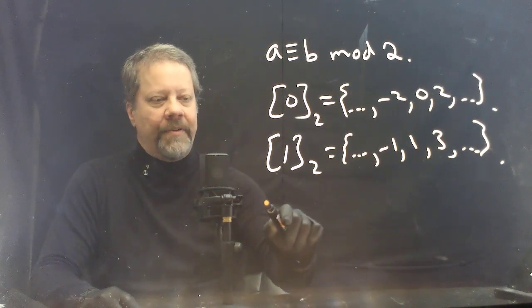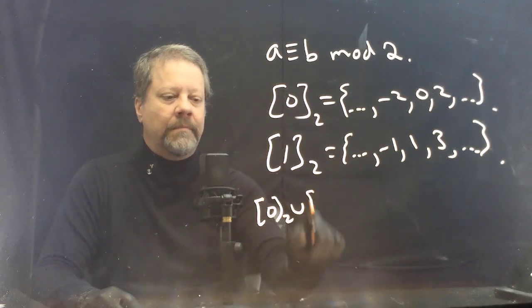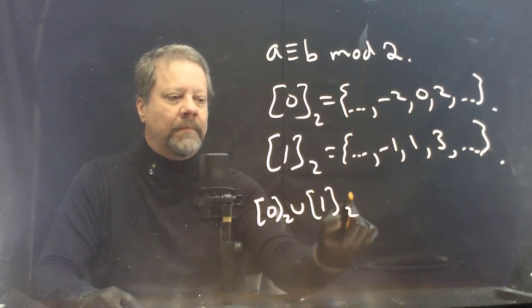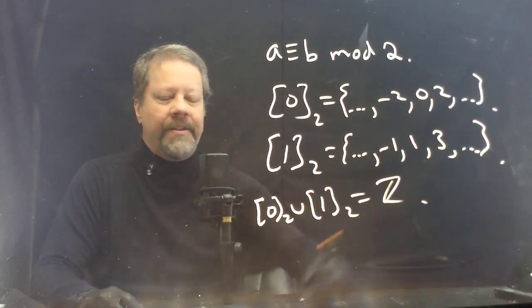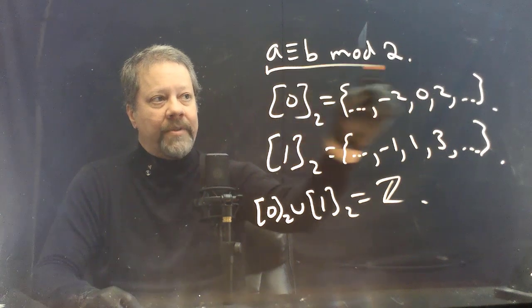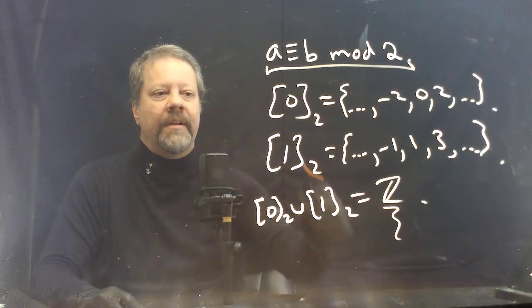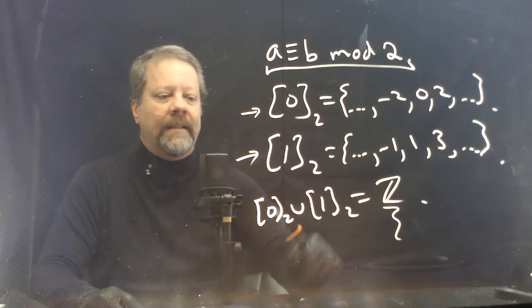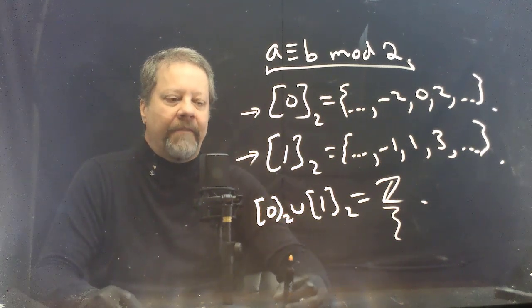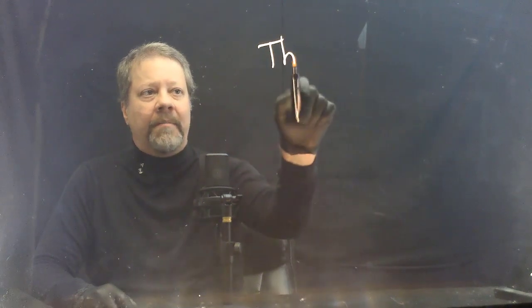Note that if you take the union of these 2, you get the entire set of integers. So you can see then that this equivalence relation divides the set of integers into 2 equivalence classes that form a partition of the set of integers. We proceed with a theorem.